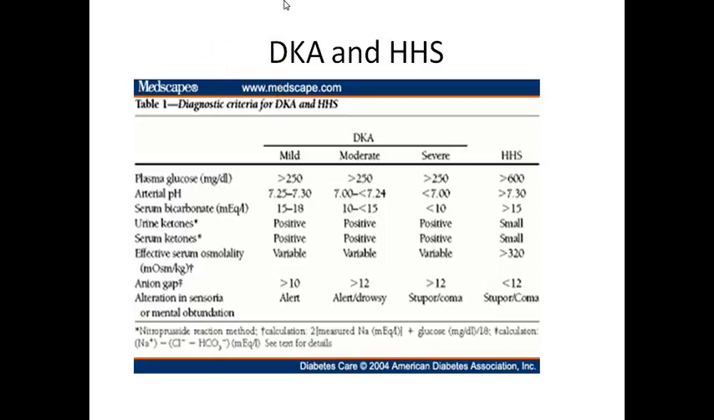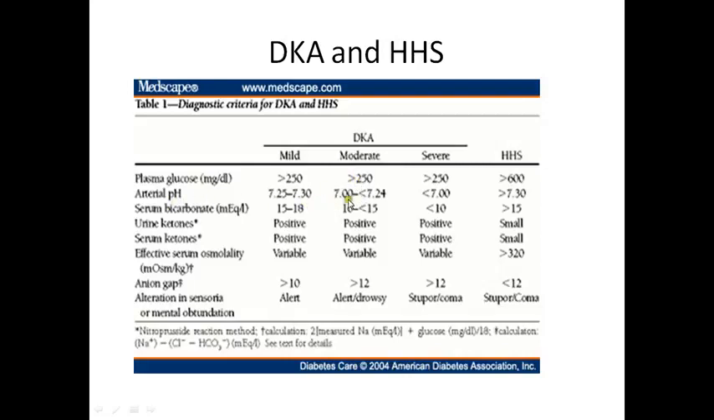So, diagnostic criteria for DKA and HHS. We divide DKA into three categories: mild, moderate, and severe. In mild, the plasma glucose will be more than 250 with pH between 7.25 and 7.3, bicarbonate between 15 and 18. Urinary ketones will be positive, serum ketones will also be positive, and effective serum osmolality is variable. The anion gap is more than 10. Alteration in sensorium or mental obtundation is not there. The patient is alert.